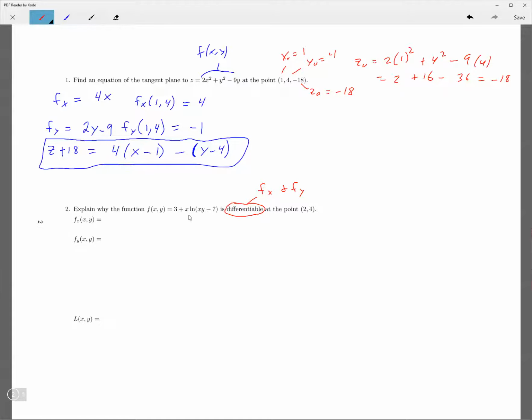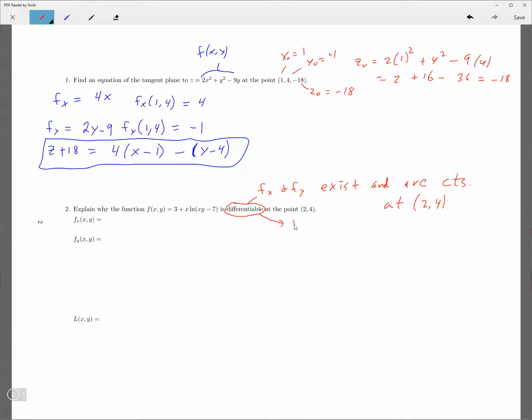In this case, there's only going to be 2 because it's an equation in x and y. So differentiable means these exist and are continuous at 2, 4, the point a, b. Okay, that's the definition of differentiable.